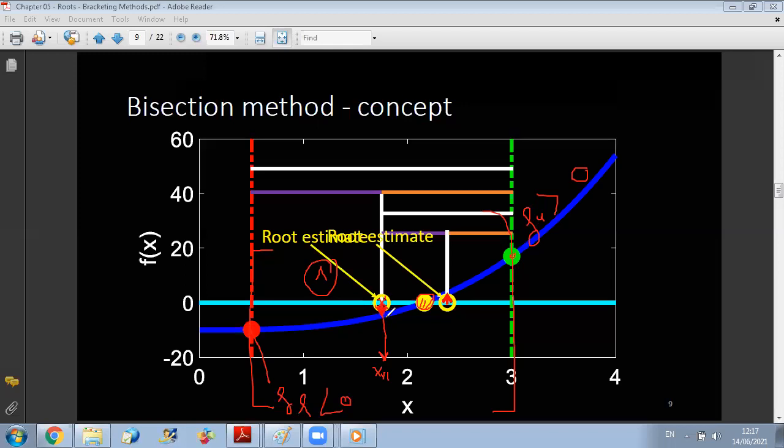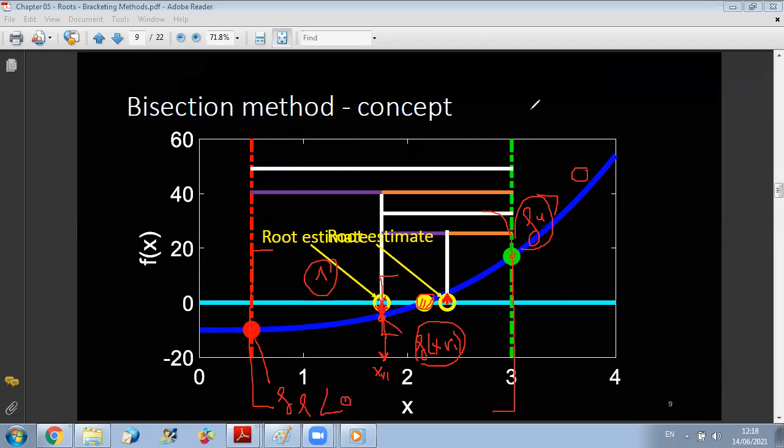Now, what is the next step? I look at what is the function at XR1, and I look at its sign. If f(XR1) is negative, then I can be sure that the root is now between XR1 and X upper, okay? So X is between XR1 and X upper. And in this case, the new interval will be this one. So now this is my lower point, and the upper point will remain the same.